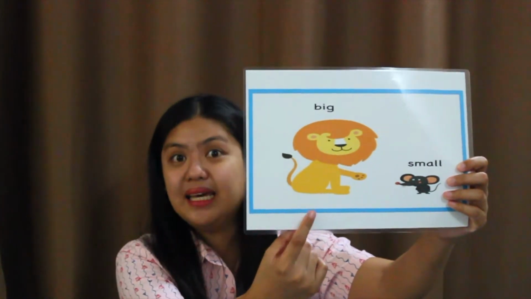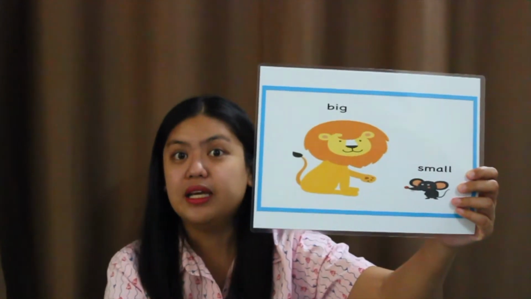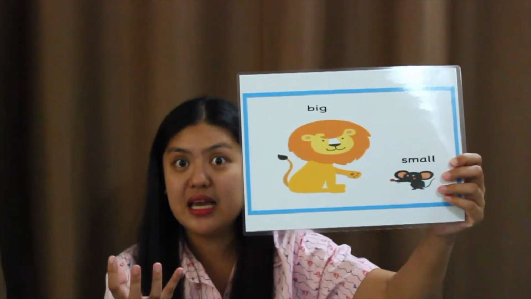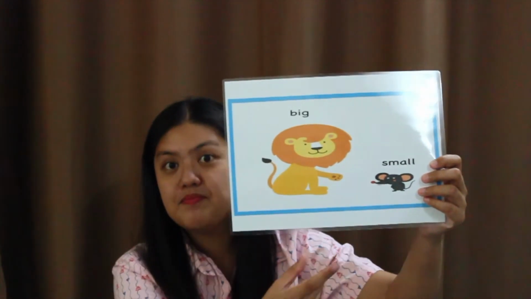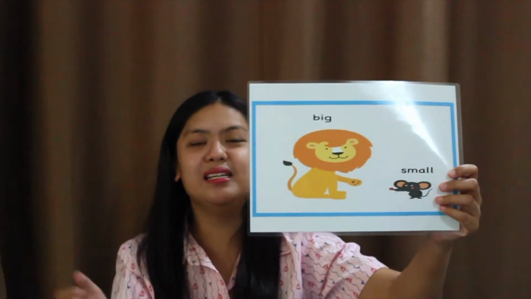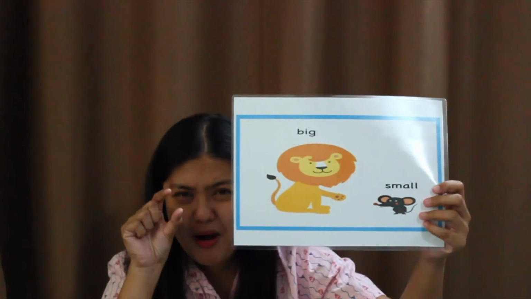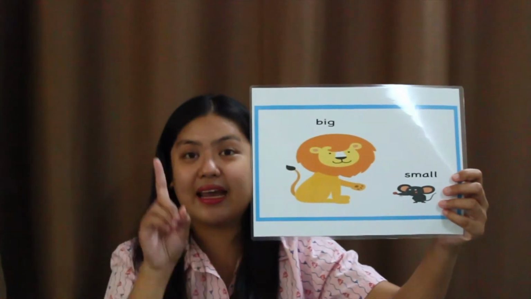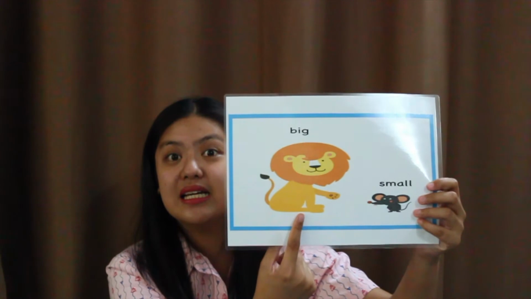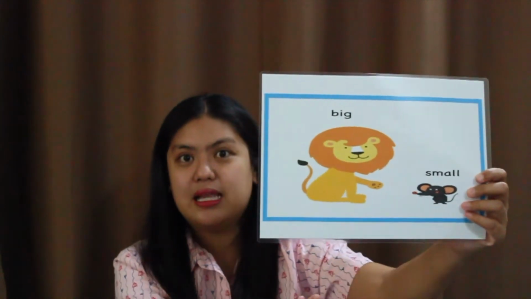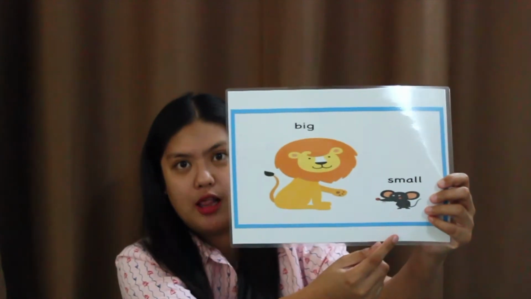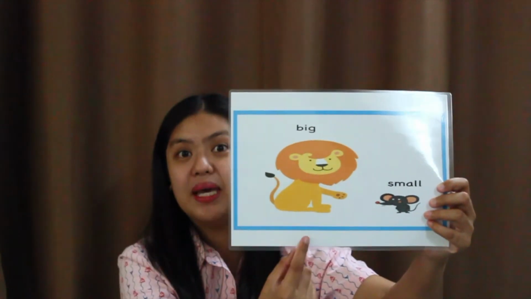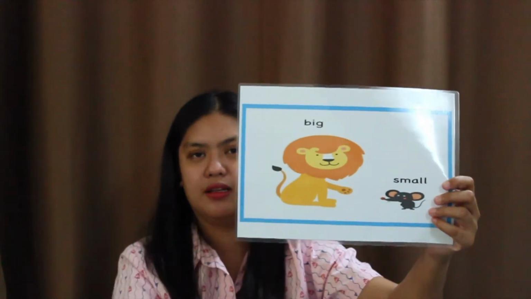Big and small. It refers to a thing if it is big or small. Big, small. Again, big, small. One more time. Very good, kids. Good job.